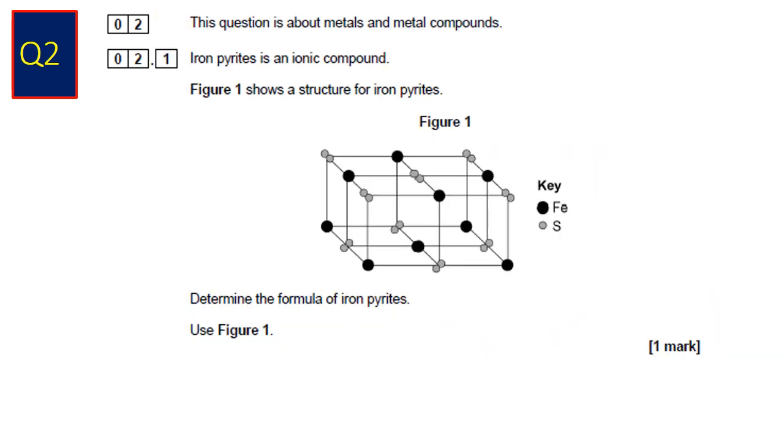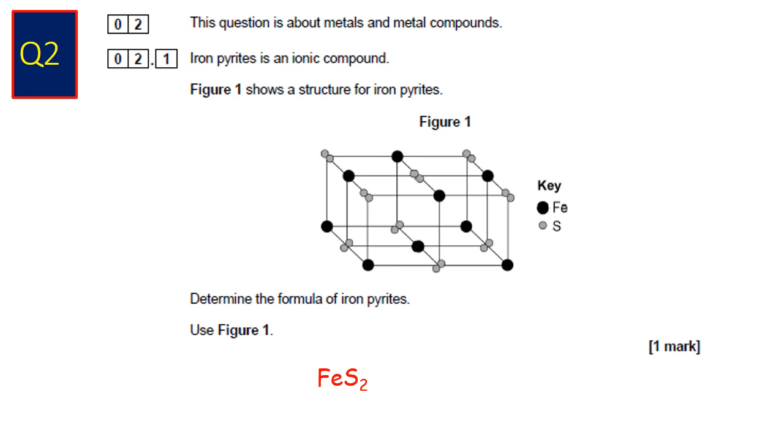So question 2 is all about metals and metal compounds. And the first part links to C2. So we have iron pyrite. It's an ionic compound, and we're showing a diagram there. And we can see its lattice structure, lattice being a repeating pattern. Determine the formula of iron pyrite using the figure. So we can see for every 1 iron there are 2 sulfur. So the formula is FeS2.